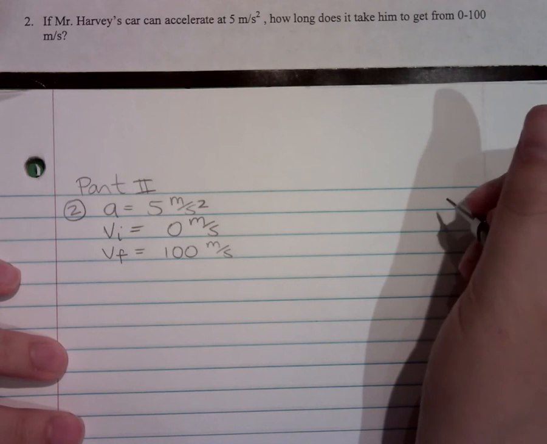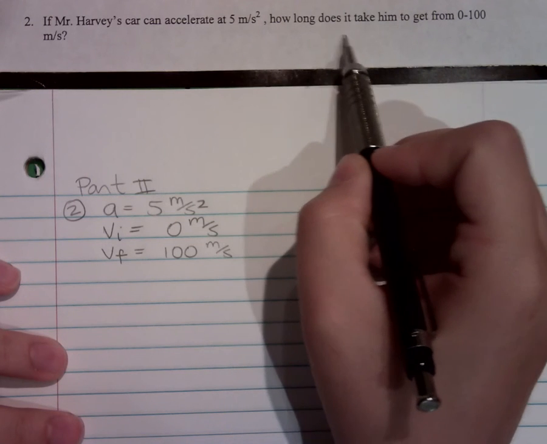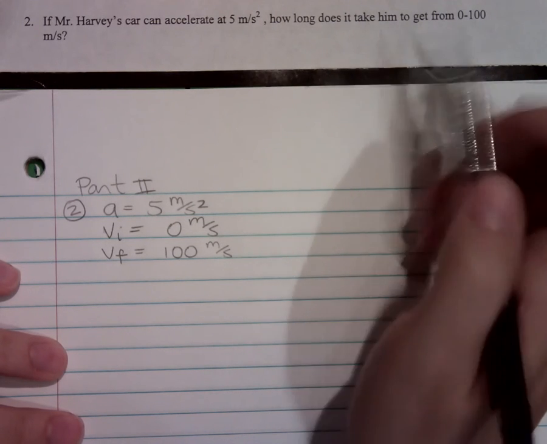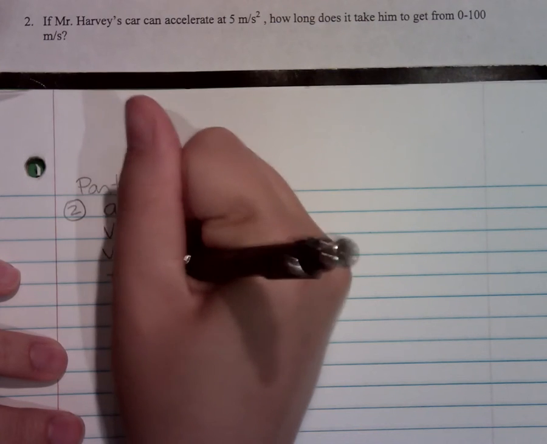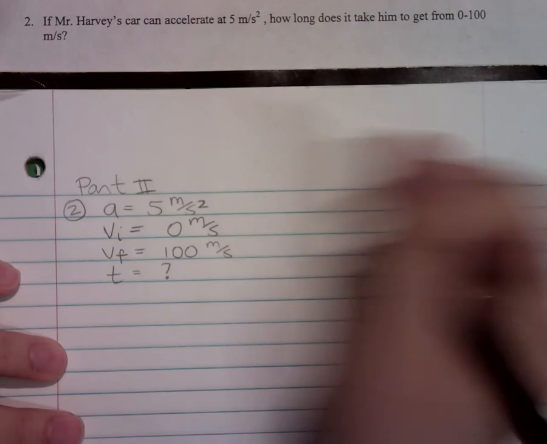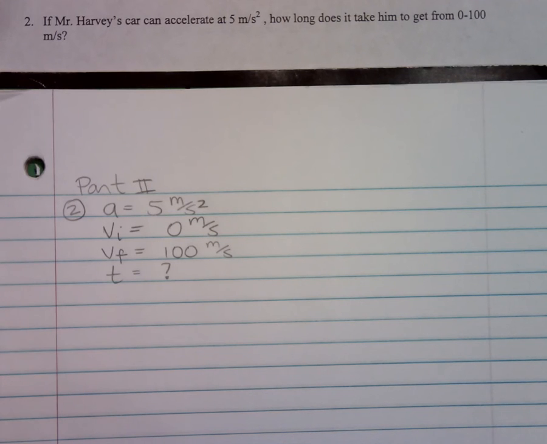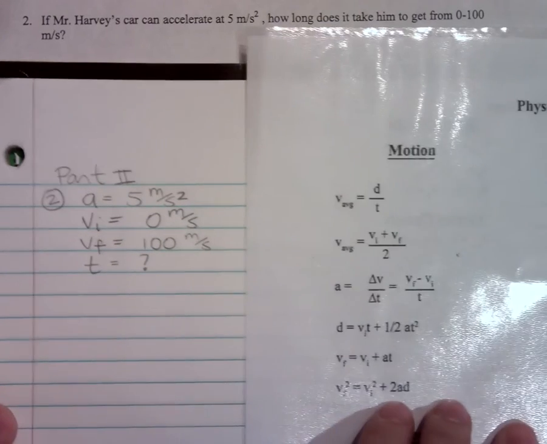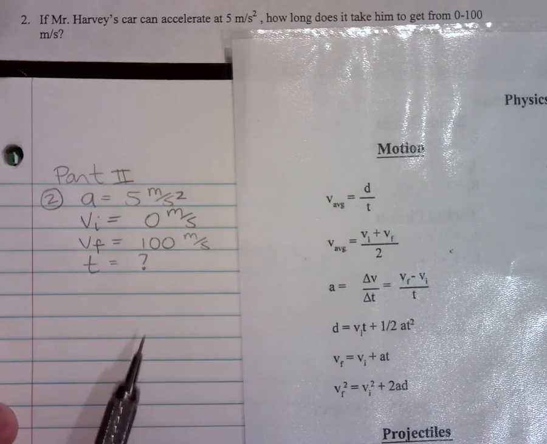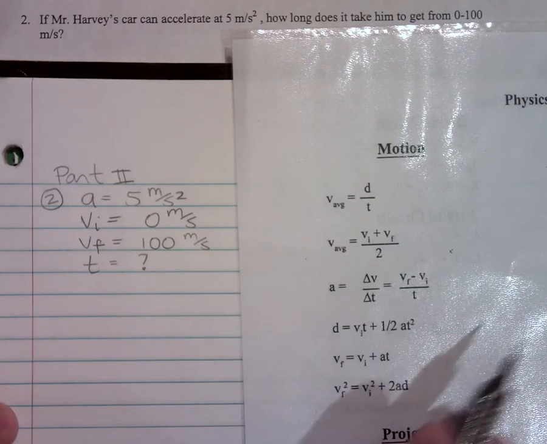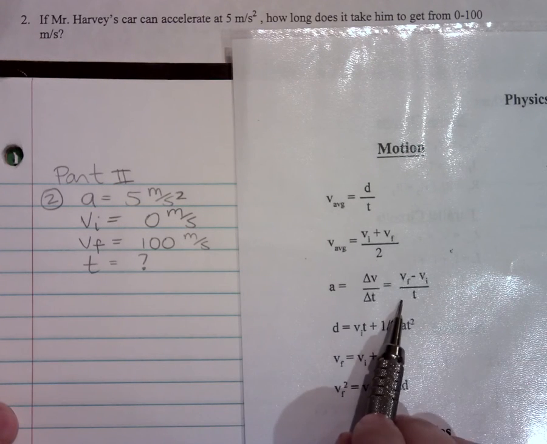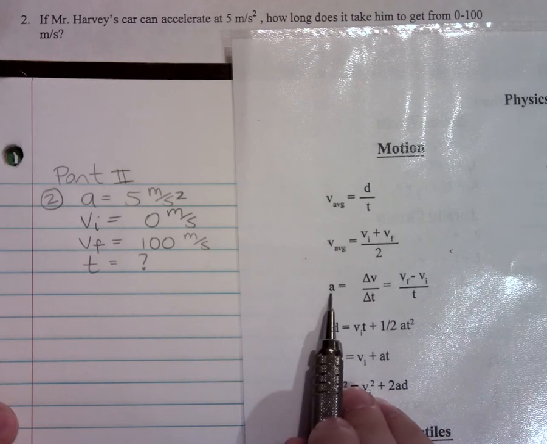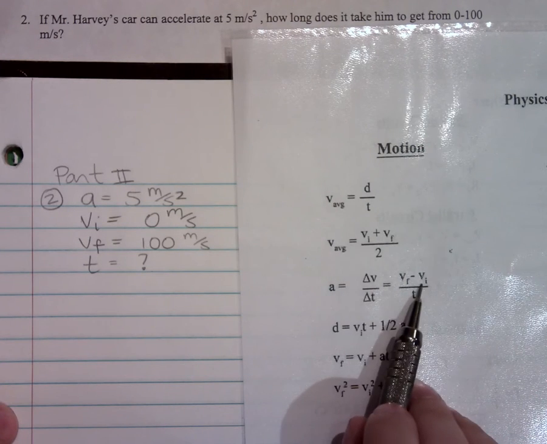And then the question is, how long does it take him to do it? So I'm going to be solving for t. So I'm going to go to my formula sheet now that I've written everything down and see which formula can help me here. That's going to be the formula we just used. This one has all the parts we need. It has an acceleration, final and initial velocity, and a time component.